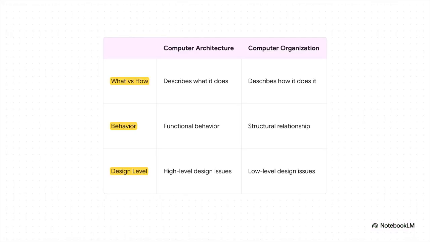Okay, so architecture is the what. It's the high-level plan. It's all about what the computer is supposed to do. It answers questions like, what kind of math can it perform? How does it handle data? Then you've got organization, which is the how. This is all the nitty-gritty, how it's actually built. So the architecture might say, this computer must be able to add two numbers, but the organization is what decides the specific circuits and wires to make that addition actually happen.